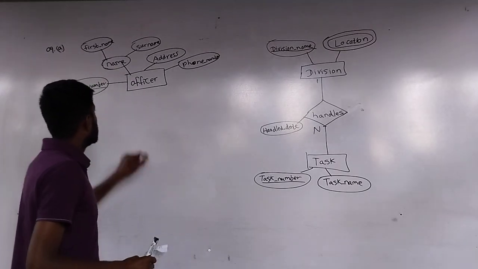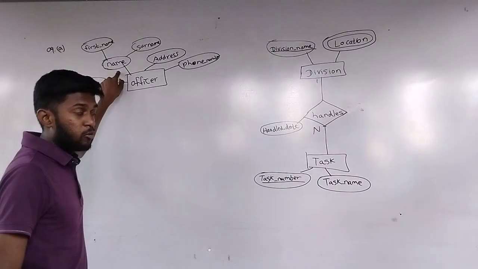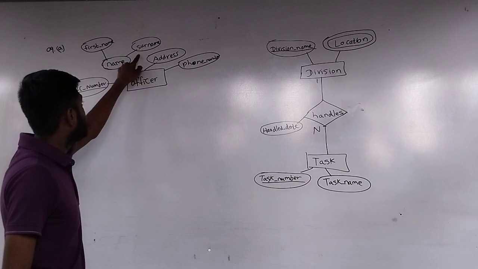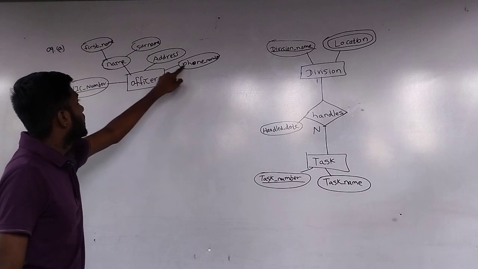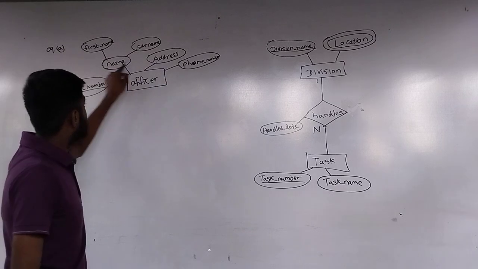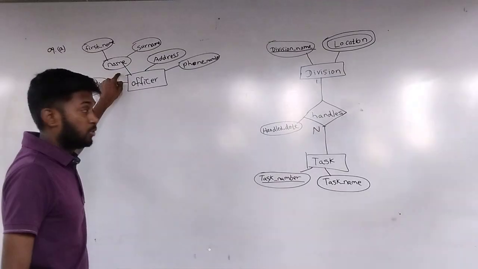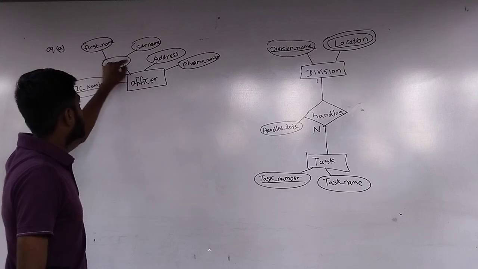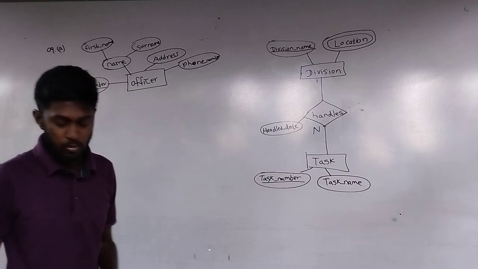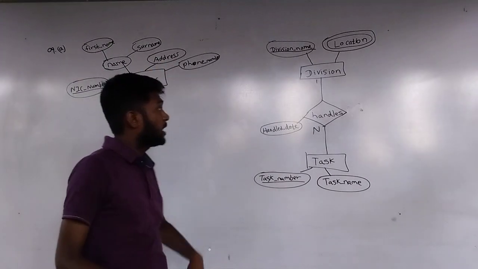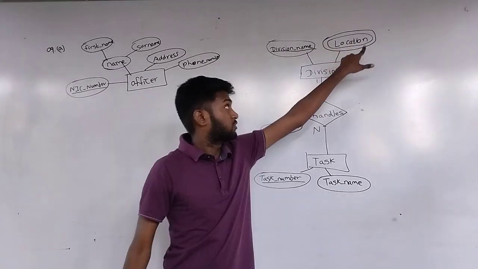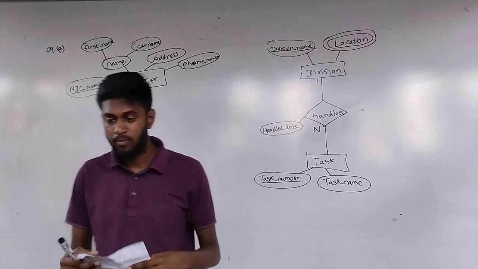Therefore, it is underlined. So this name is a composite attribute. It comprises first name and surname. Then address is another attribute. Phone number is another attribute. Name is a composite attribute. Why? It has two other attributes, first name and surname. These are normal attributes. This is a multi-valued attribute. Why? Several locations. That's why it is multi-valued.